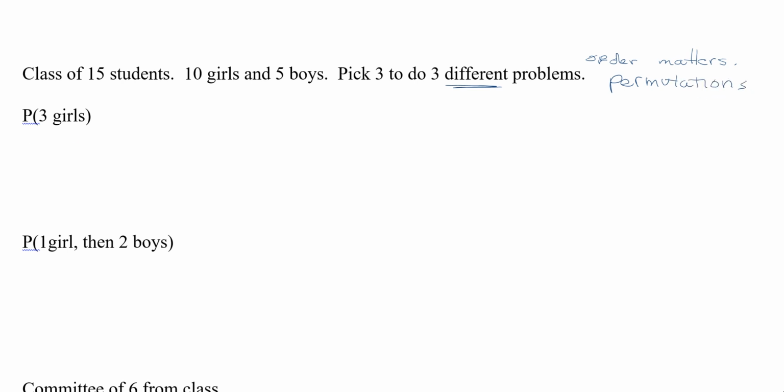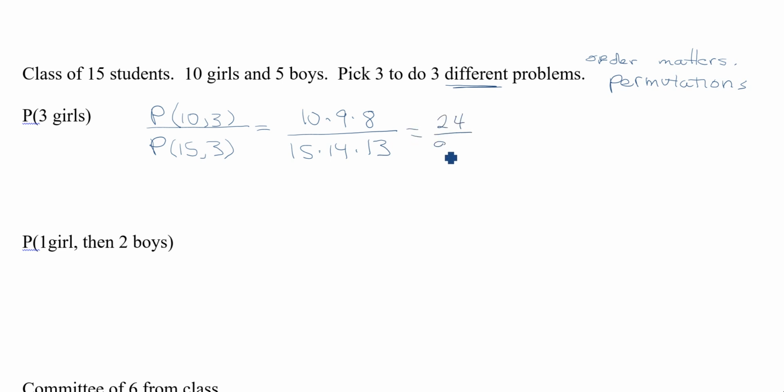And so for the probability of picking 3 girls, well, my entire sample space, there are 15 students, and I want 3. If I want 3 girls, for what I want in the numerator, there are 10 girls, and I want 3. And so that would give me 10 times 9 times 8 over 15 times 14 times 13. And if I multiply that out and simplify, I'll get 24 over 91.